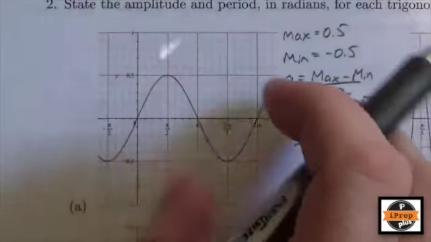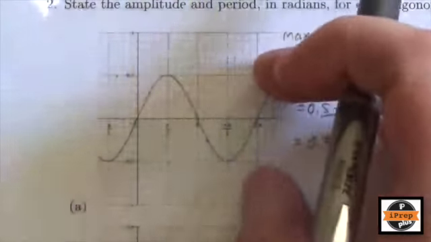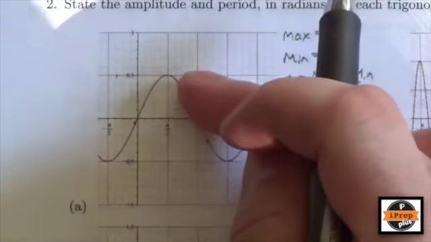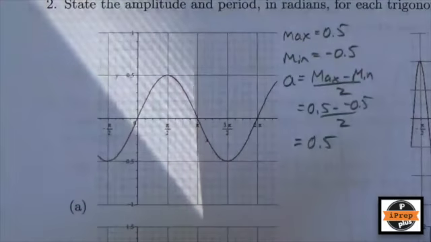And in this case, you can see, because of the symmetry here, that this thing is centered on the x-axis. So that distance right there was going to end up being the amplitude.